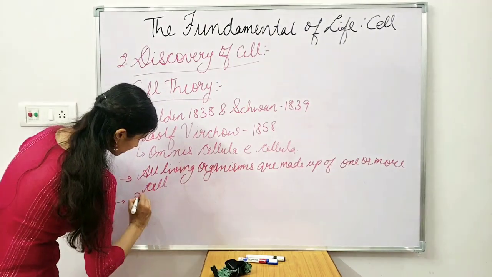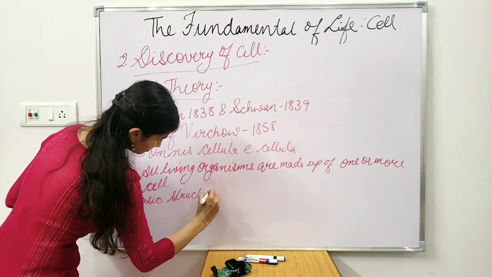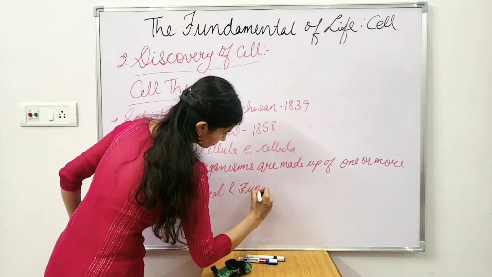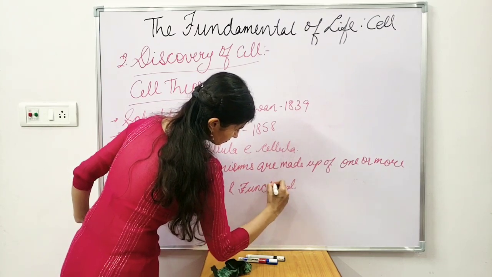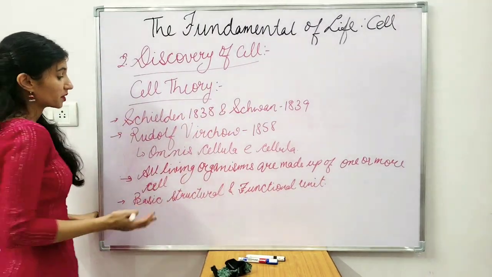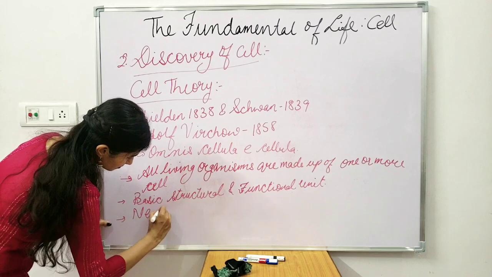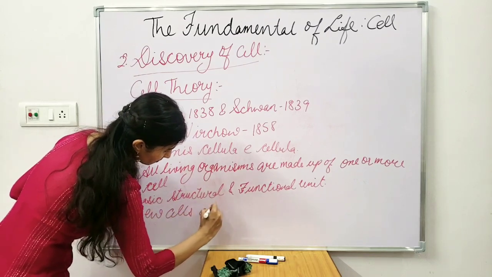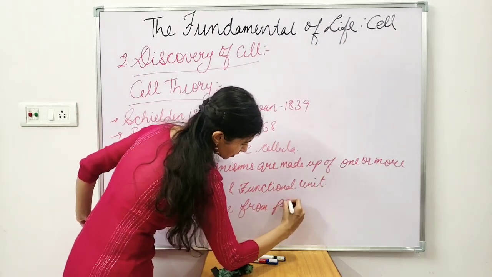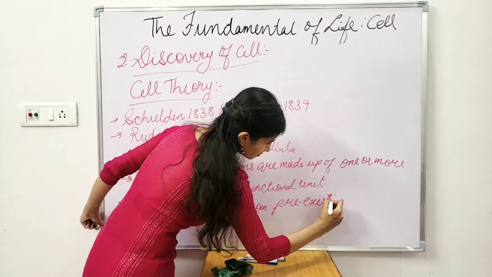Second thing, cell is the basic structural and functional unit. And the last line given by Rudolf Virchow, that is omnis cellula e cellula, which means new cells arise from pre-existing cells.